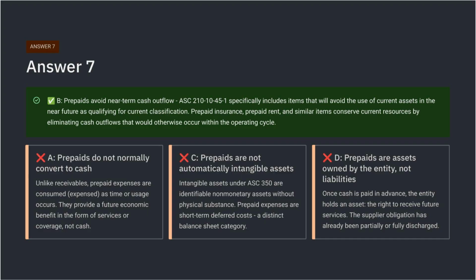Option C is wrong because prepaids are not automatically intangible assets. Option D is wrong because prepaid expenses are assets, not liabilities. A prepaid item represents a right to receive future benefit, not an obligation to pay.